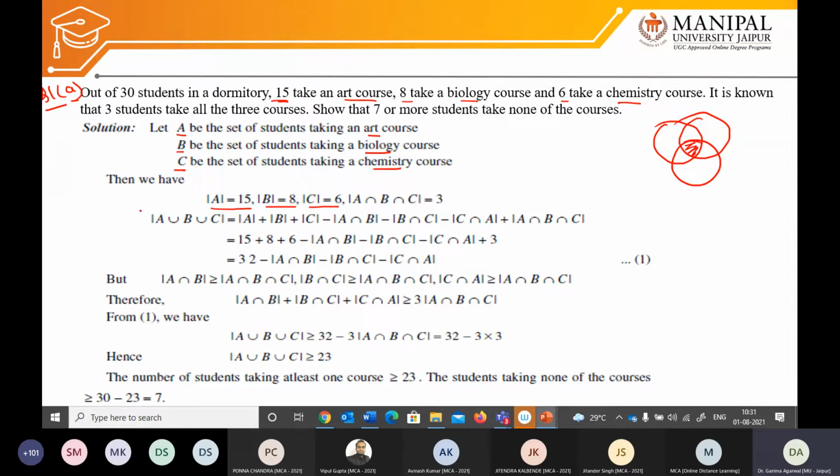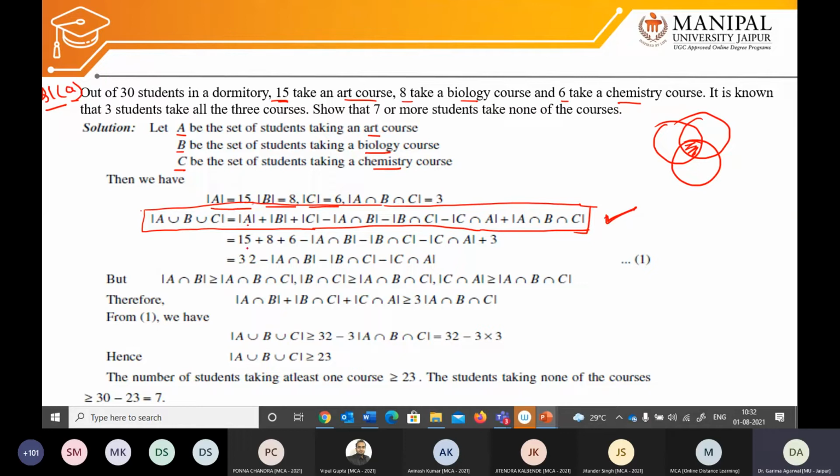So this formula is known as the principle of inclusion and exclusion, that is, cardinality of A union B union C is cardinality of A plus cardinality of B plus cardinality of C minus cardinality of A intersection B minus cardinality of B intersection C minus cardinality of C intersection A plus cardinality of A intersection B intersection C. This is the correct formula, right?